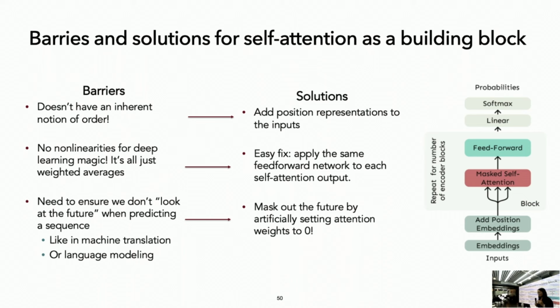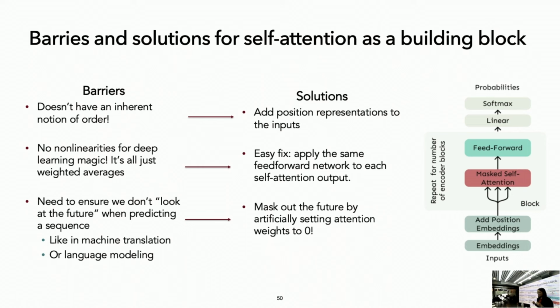To do this, you can add position representations to the inputs. This is why, when you look at the transformer architectures, in addition to the embedding, we always have this kind of position embedding here. I want to mention that the importance of position embedding is actually very interesting. There are more and more recent studies on whether we need position embeddings.